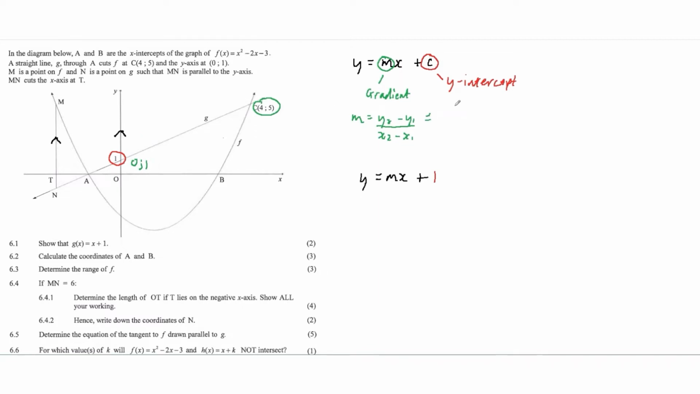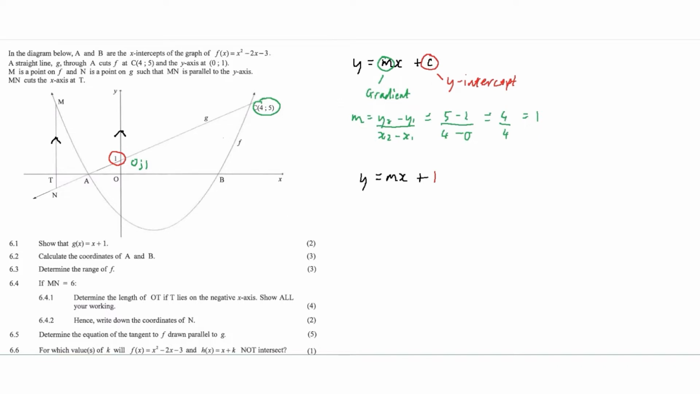m equals 5 minus 1 over 4 minus 0, in which case it becomes 4 divided by 4, which equals 1. That's the one way we can calculate our gradient.